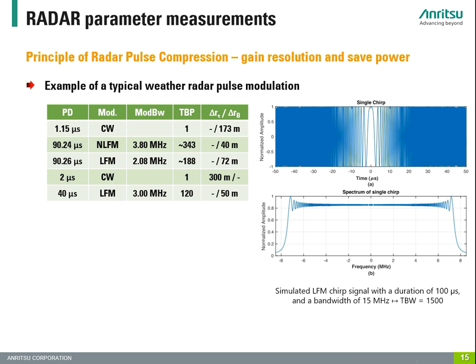For example, a 2 microsecond CW pulse has a range resolution of 300 meters, whereas a 40 microsecond pulse with a 3 MHz linear frequency modulation provides a 50 meter target resolution.